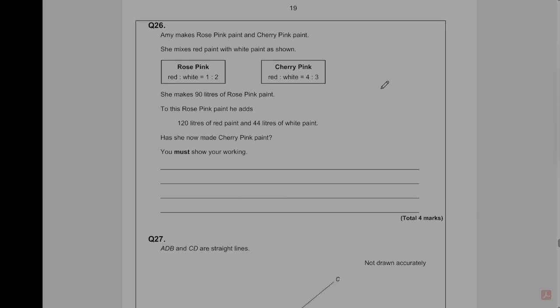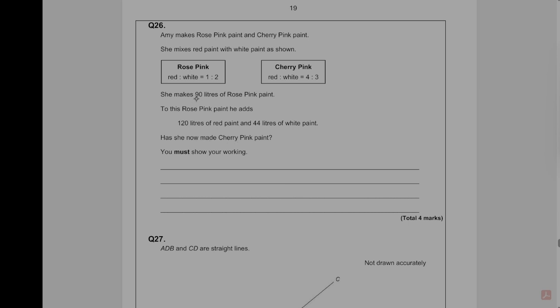Okay, question 26. Amy makes rose pink paint and cherry pink paint. She mixes red paint with white paint as shown. To make rose pink, red to white is 1 to 2. Cherry pink, red to white is 4 to 3. She makes 90 litres of rose pink paint. To this rose pink paint, she adds 120 litres of red paint and 44 litres of white paint. Has she now made cherry pink paint?